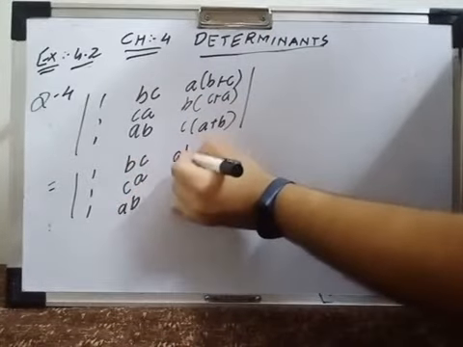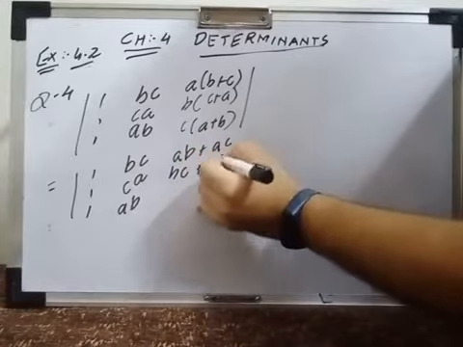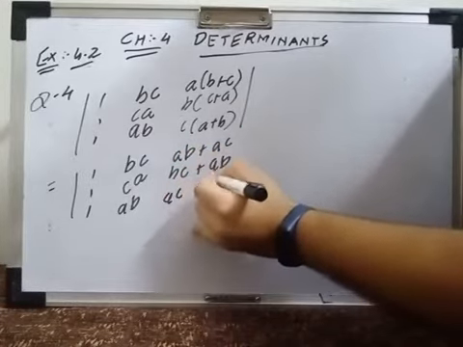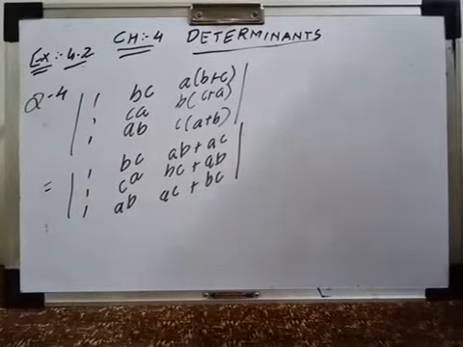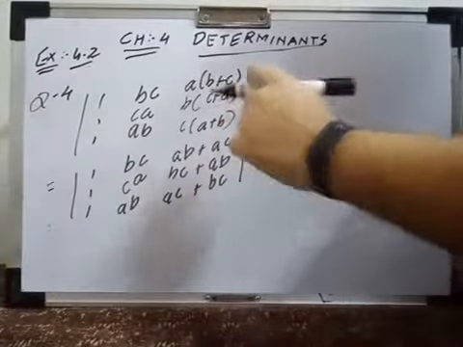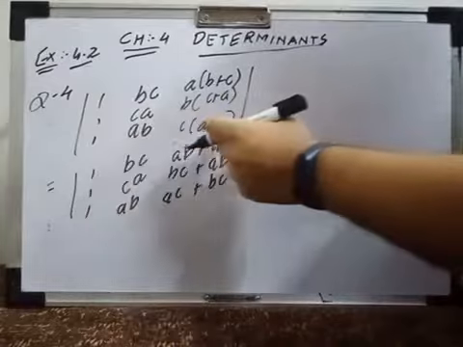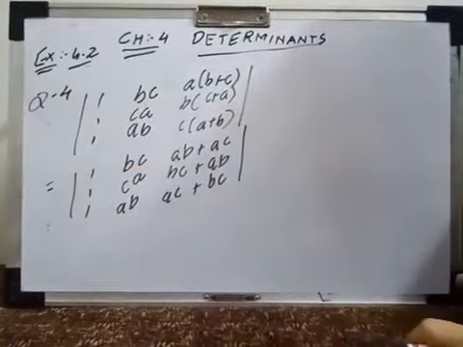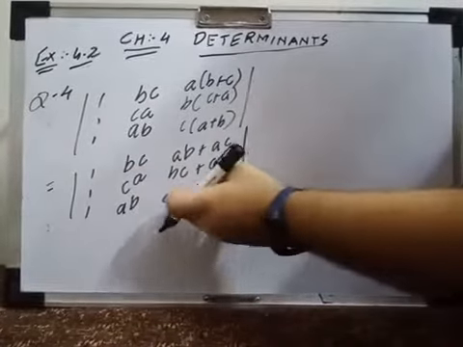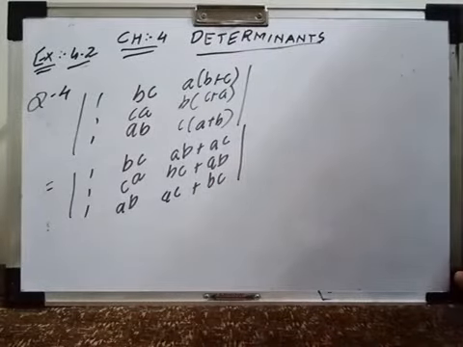I will get AB plus AC, here BC plus AB, here AC plus BC. Right. So if I add the second column to the third column, then I will get AB plus BC plus CA in all three entries. All the three elements of the third column will become the same.